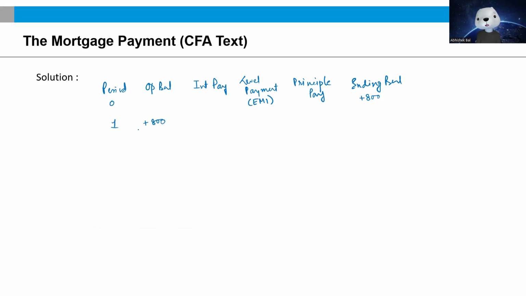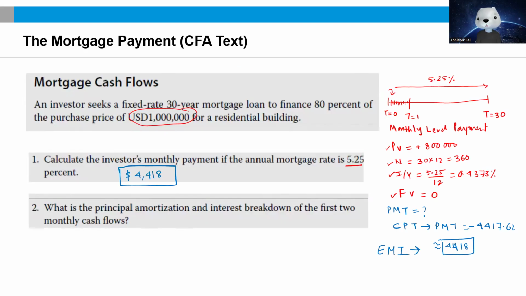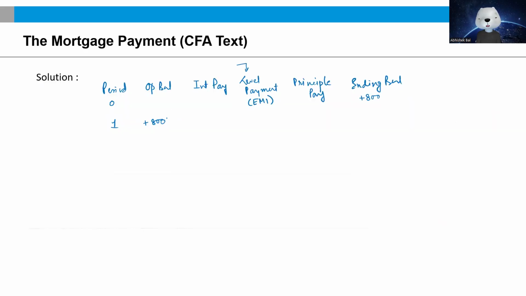So this is the opening balance, the interest payment. Now let's focus upon this particular column. That's the level payment. And as we've already known, the level payment is 4417.62. This is the level payment. Okay. And the interest rate is at the rate of 0.4375. This is the rate of interest that's there.